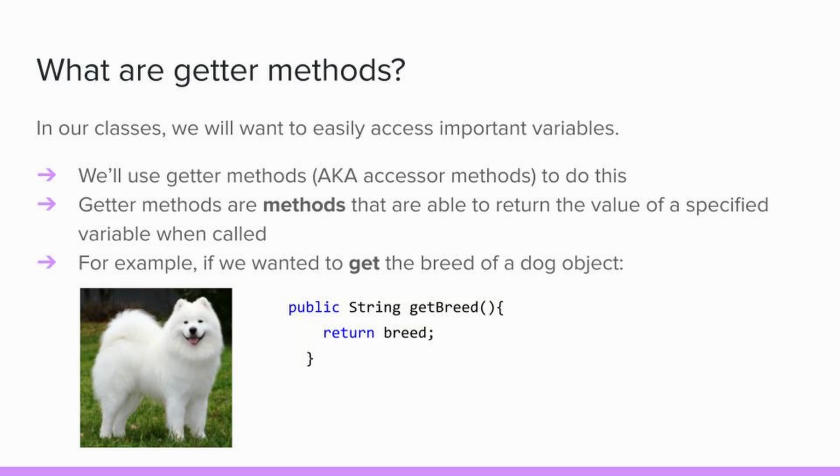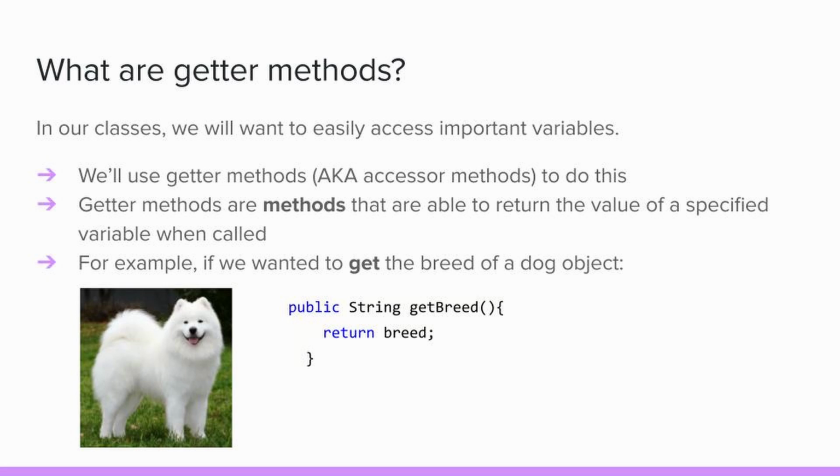Now, let's talk about getter methods. In our classes, we'll want to access certain variables or values. We can use something called getter methods, also known as accessor methods, to do so. Getter methods are methods that can return the value of a specific variable when called.